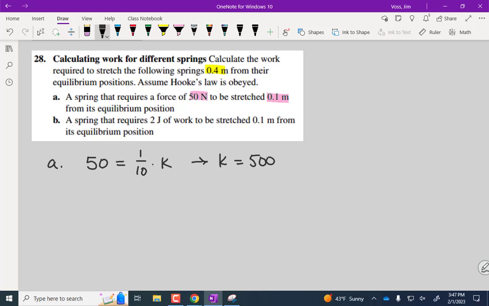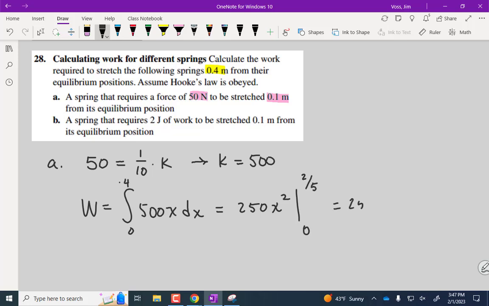So the work done, we're going to go from equilibrium, which is 0, to 0.4. And this is our force function. That's the setup for A. We first find our spring constant, then we create the force function, and then we integrate it. That's going to be 250x squared from 0 to 2/5. So that will be 250 times 4/25. So we're going to get 40 joules of work.